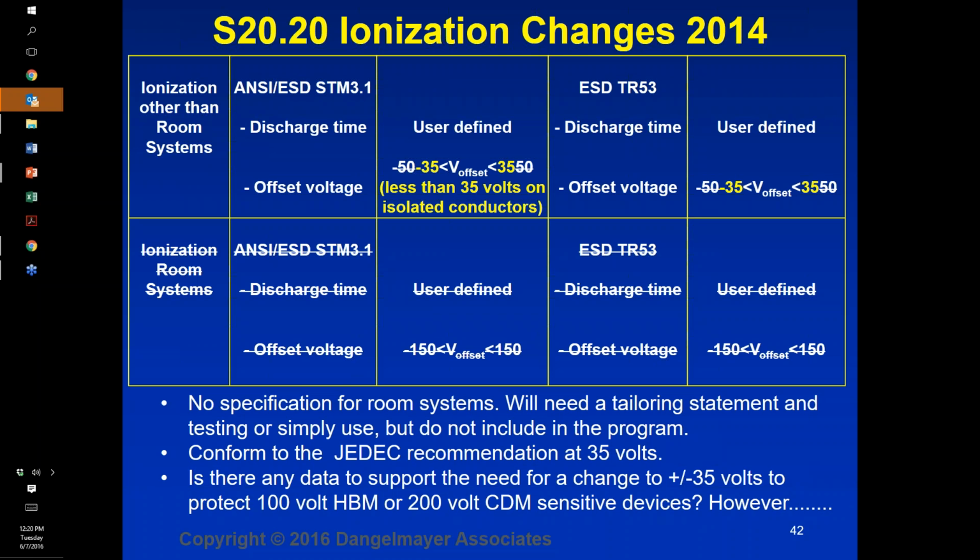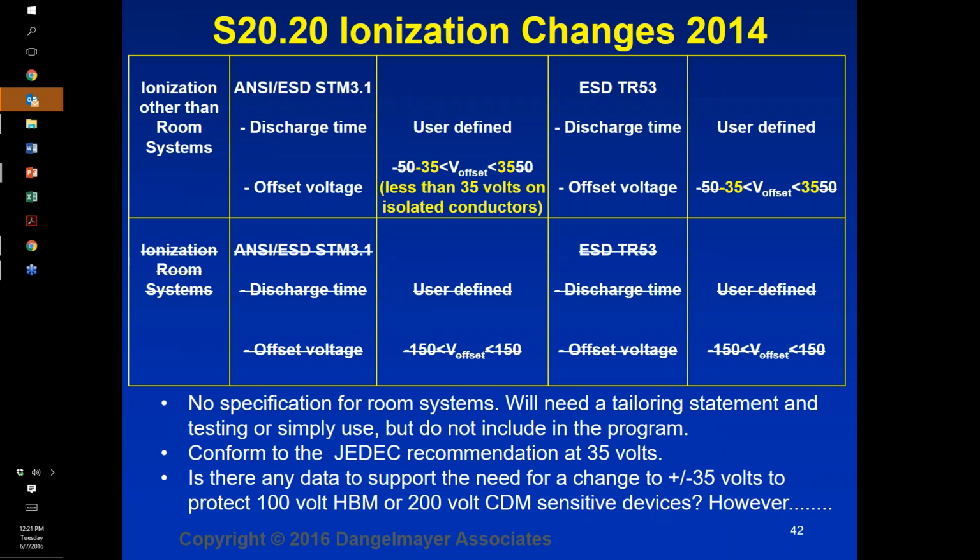No, there really is not a whole lot of data out there to support that change. However, the change is the change, and it exists there. Now, the first box in the table says ionization other than room systems, and I basically should have crossed out the words other than room systems, because this applies to all ionization now, a 35 volt offset voltage.